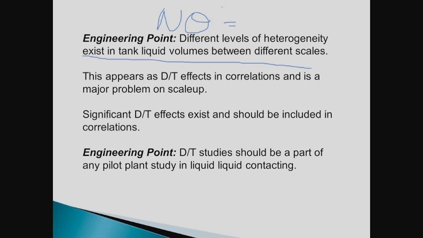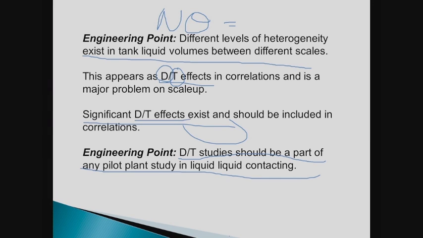So as a result, large scale tanks can't mix as quickly, because there's a lot more heterogeneity in the larger tanks. And this is why there's a D over T ratio effect. The D represents the impeller, the T represents the tank diameter. And D over T studies should be part of any pilot plant study in liquid-liquid contacting. These effects significantly exist.